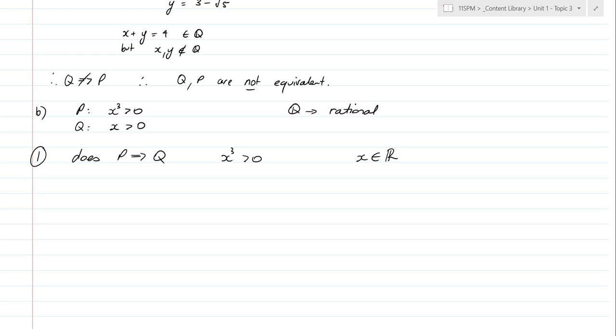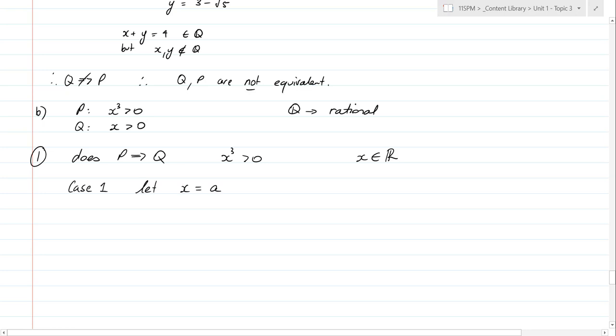X cubed is greater than 0. Why? Yes, because if it's a negative, you get a negative answer. Therefore it's not greater than 0. Okay, so why don't we do it like this? Then the starting value has to be positive.